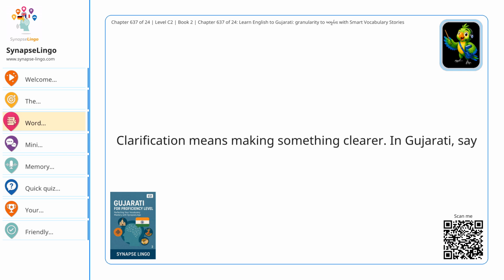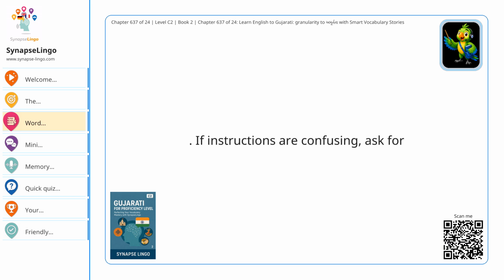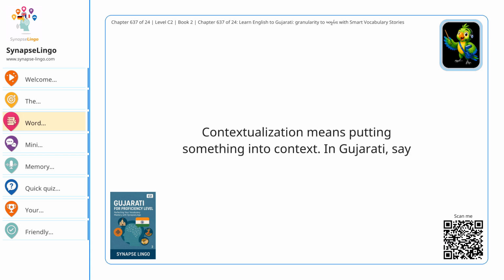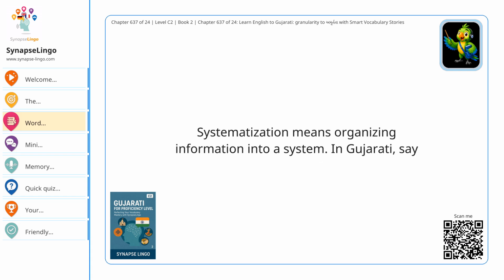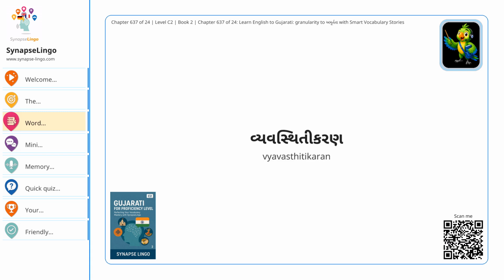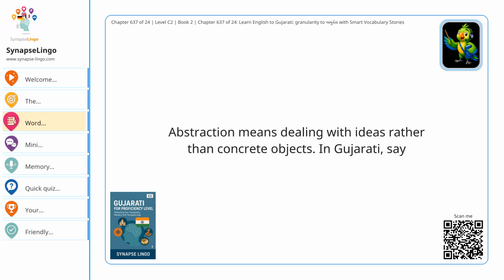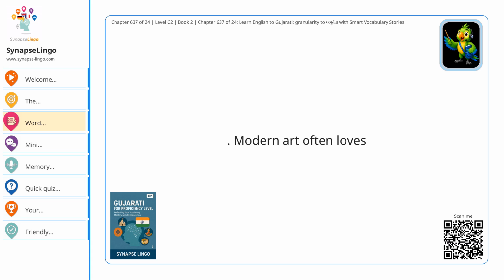Clarification means making something clearer. In Gujarati, say સ્પષ્ટતા. If instructions are confusing, ask for સ્પષ્ટતા. Contextualization means putting something into context. In Gujarati, say સંદર્ભીકરણ. Real examples create સંદર્ભીકરણ. Systematization means organizing information into a system. In Gujarati, say વ્યવસ્થિતીકરણ. Messy notes beg for વ્યવસ્થિતીકરણ. Abstraction means dealing with ideas rather than concrete objects. In Gujarati, say અમૂર્તતા. Modern art often loves અમૂર્તતા.